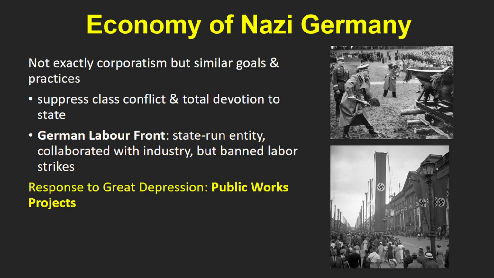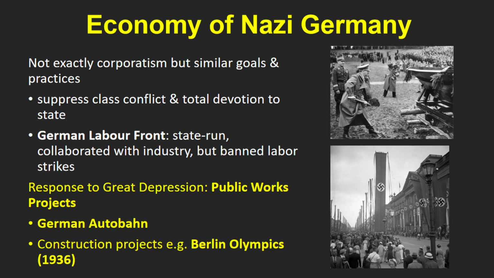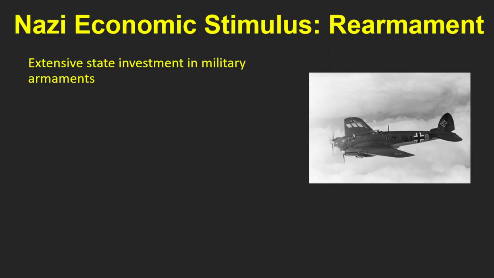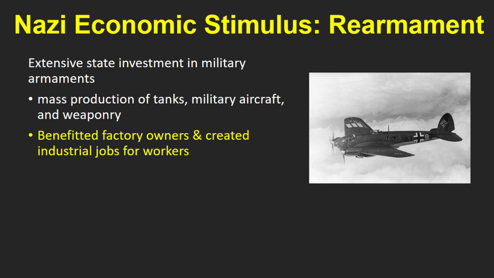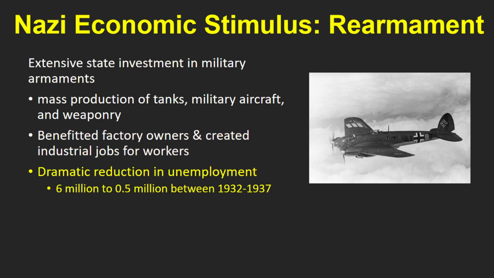Nazi Germany's response to the Depression included massive public works projects, famously the construction of the German Autobahn and the facilities for the 1936 Berlin Olympics. But the biggest state investments in Nazi Germany were in the military. Mass production of tanks, military aircraft, and other weaponry stimulated the industrial sector, benefiting the factory owners and providing many industrial jobs. The massive increase in the amount of soldiers was an even more direct way to reduce unemployment, which dropped from 6 million to only 500,000.